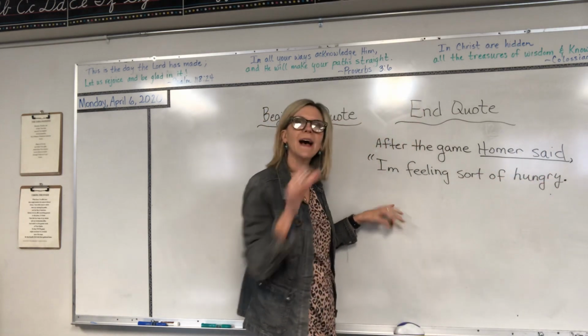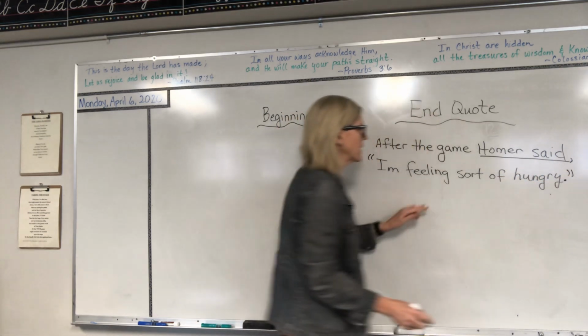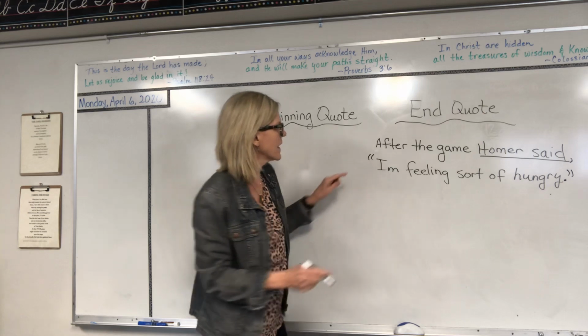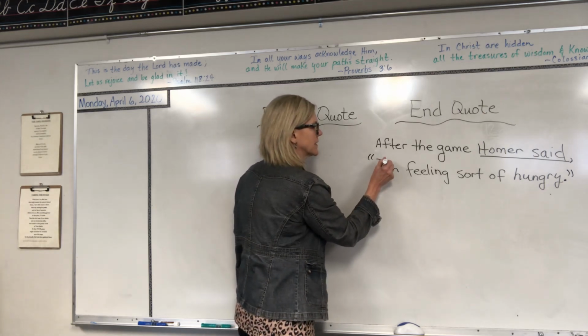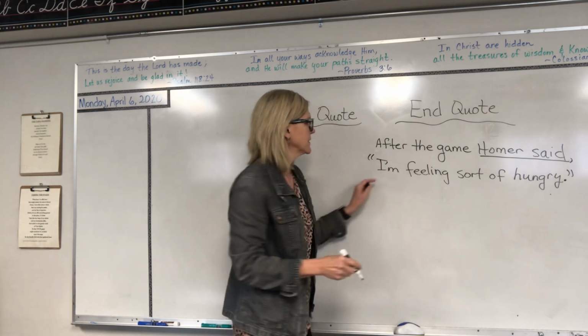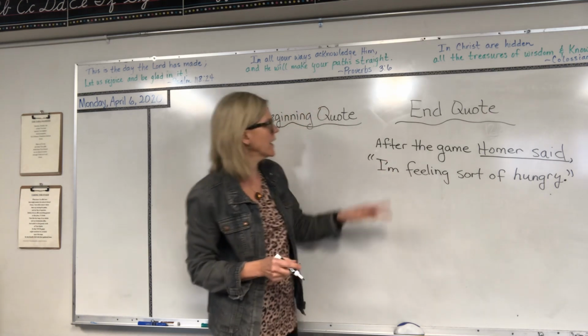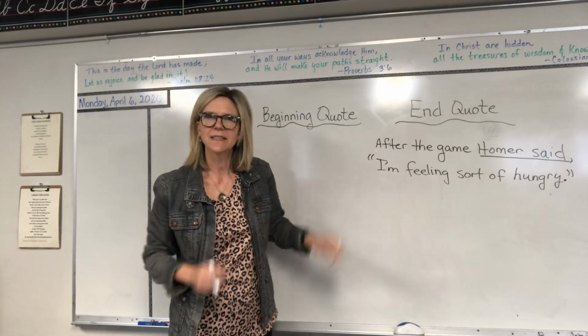Quotation marks go after the end mark. Quotation marks. Now, I'm looking at this and I'm saying, oh, I forgot to put, for I'm, it needs an apostrophe, doesn't it? Because that is a contraction, I am, I'm. Okay, that's all we needed to do for that sentence.